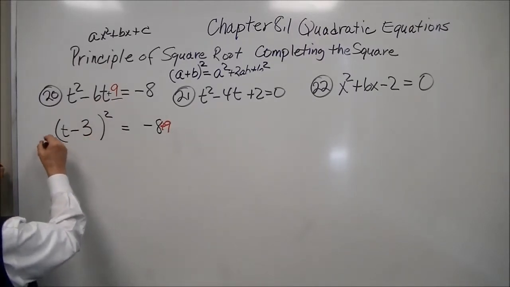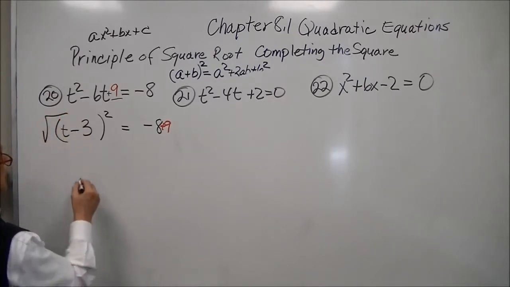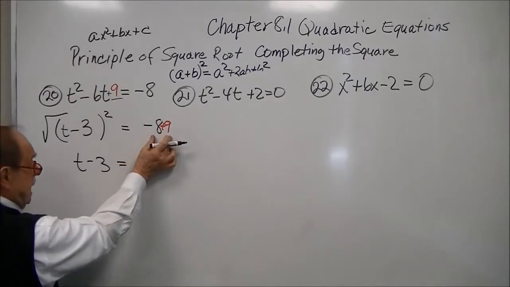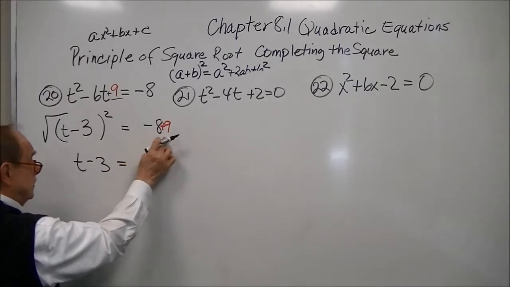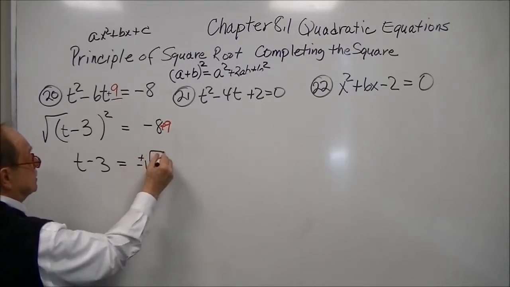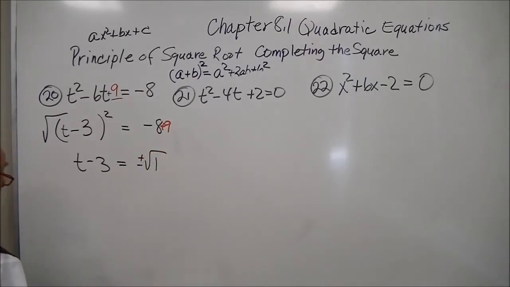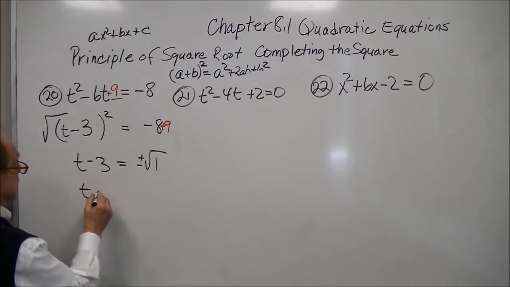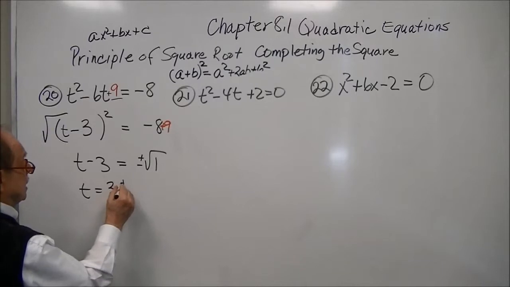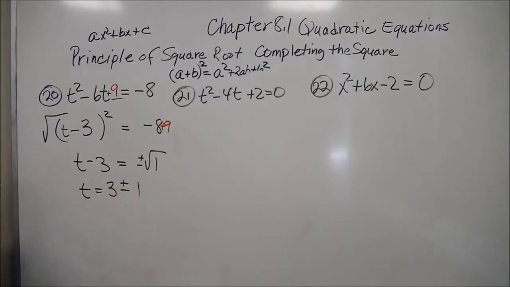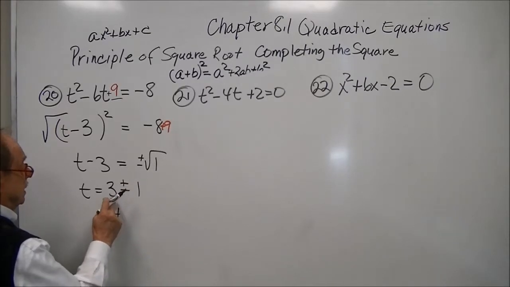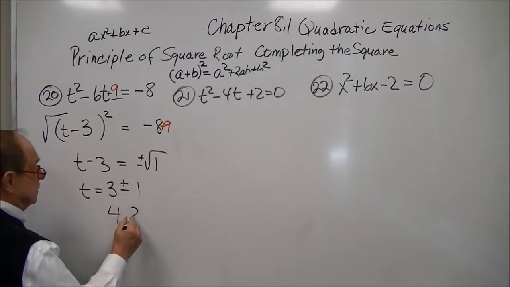So now we're going to take the square root of that. That just gives me t minus 3. And I'm going to add a 9 and a negative 8, and I get a 1. So this is going to be plus or minus the square root of 1, which is 1. So I now get t equals, transposing, negative 3 plus or minus 1. So can you see, 3 plus 1 is 4. 3 minus 1 is 2.